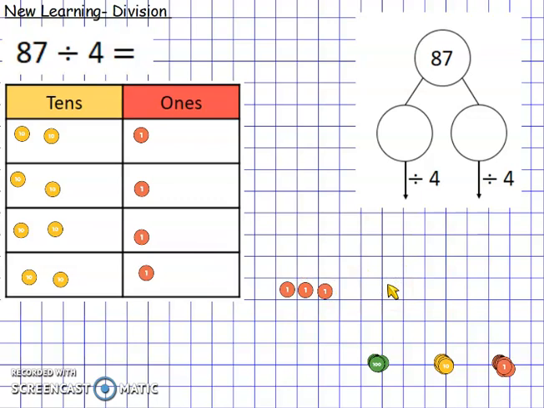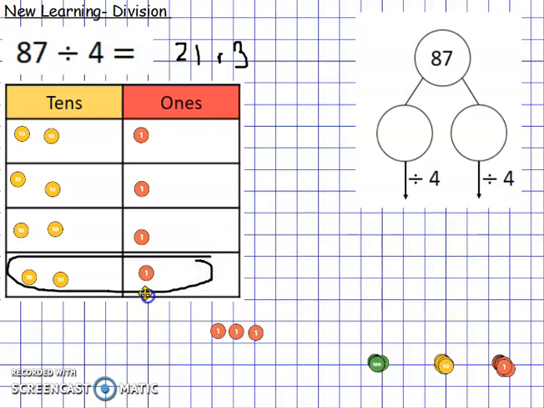So this tells me that 87 divided by 4 equals, let's see what we've got in one row, 2 10s and 1 1. So 21, but we have a remainder of 3. 21 remainder 3. Well done. Let's see what this would look like on a part-whole model method.